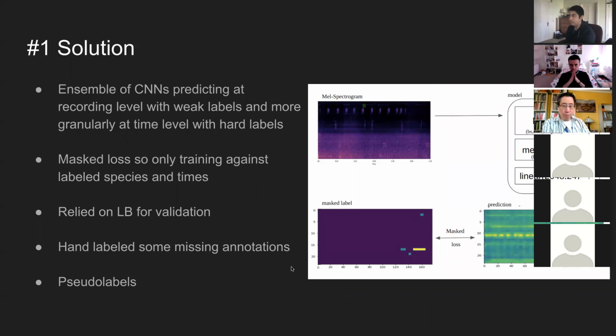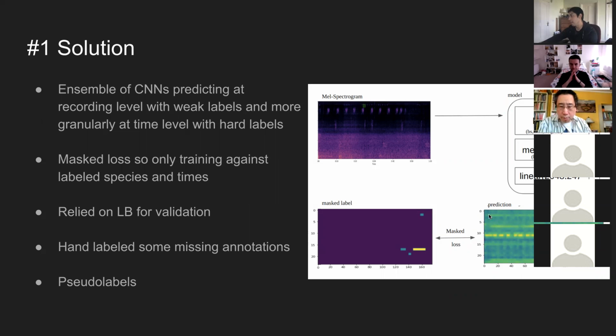So looking at the number one solution, lots of interesting insights came out of this one when I was reading through it. So they used an ensemble of CNNs. They used a similar model to what we used, but they also did a combination of weak labels and more granular hard labels on the time axis. So they did this interesting process where you end up with a spectrogram like we did, but then instead of having the model directly output 11 or 24 different binary outputs, they actually had it output across time. And then they labeled the data based on the time ranges and the species.